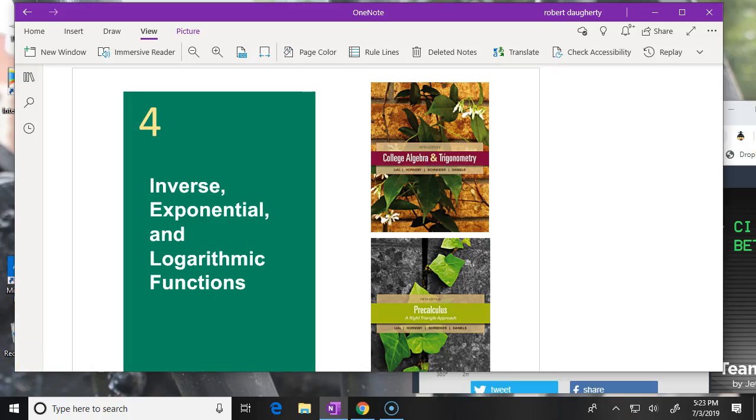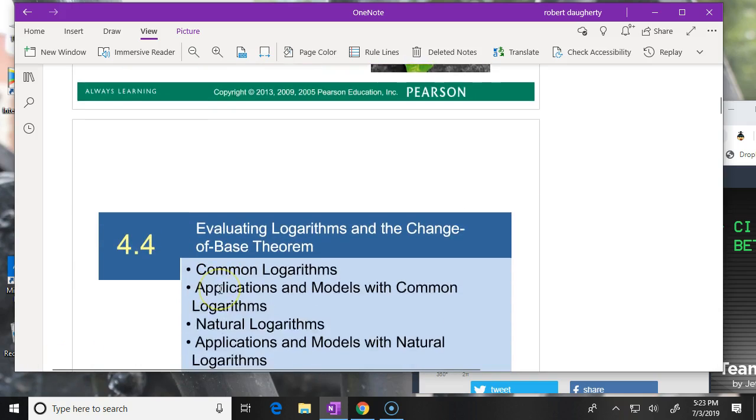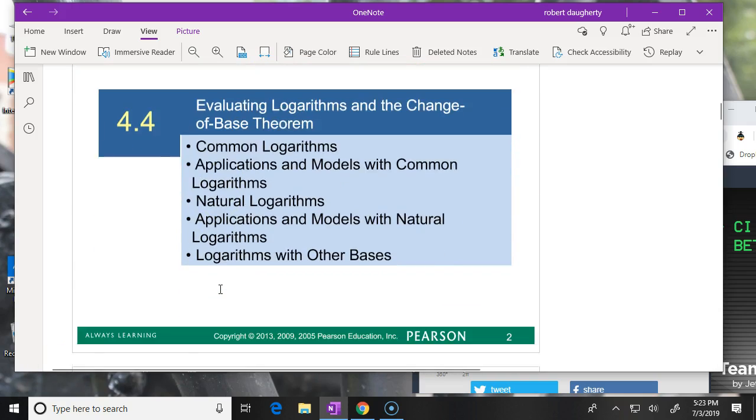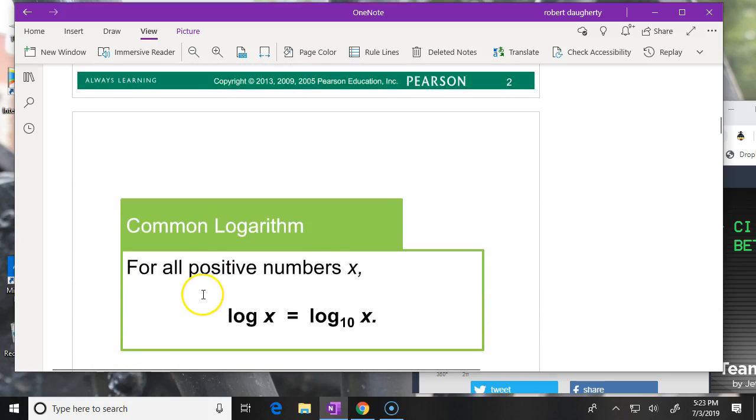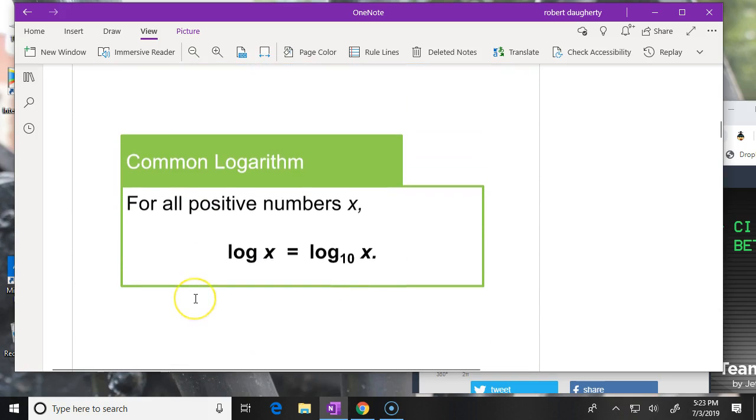So today is section 4.4. We're continuing our work with inverse functions, specifically logarithms. And today, a fairly light lesson, just using your calculator to do some evaluation of logarithms. So we've talked about common logarithms. We'll continue that today, natural logarithms, and then we'll talk a little bit about logarithms when you need to change the base because your calculator may not calculate all of that.